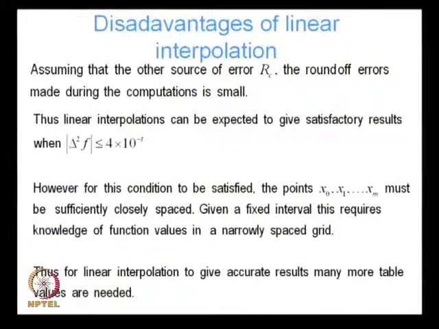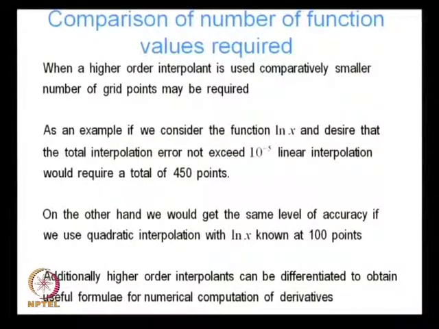Thus, for linear interpolation to give accurate results, many more table values are needed. I have just given an example here, and I will stop with that. For instance, if we are considering a function ln x, and desire that the total interpolation error not exceed 10 to the power minus 5, then linear interpolation would require a total of 450 points. On the other hand, if we would like to get the same level of accuracy using quadratic interpolation, then we need only 100 points. So that is very important.